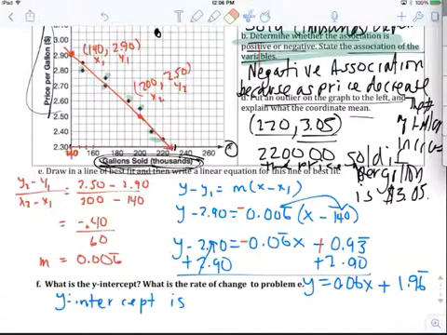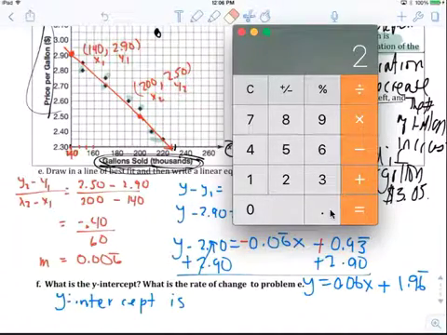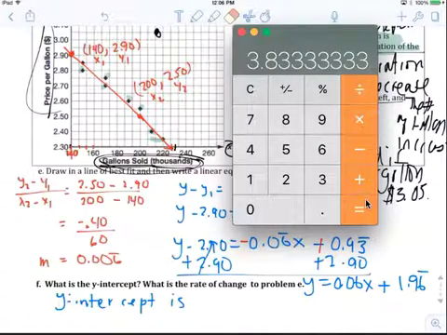Okay. So I got 0.9333333 like that. Add that to 2.90 equals $3.83. Much better. Here's how I know. And you guys need to be able to do the same and check your own work.